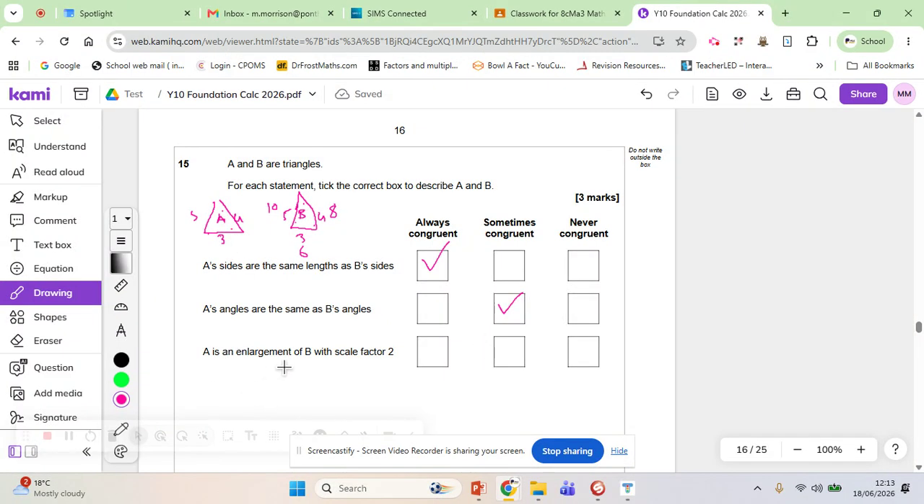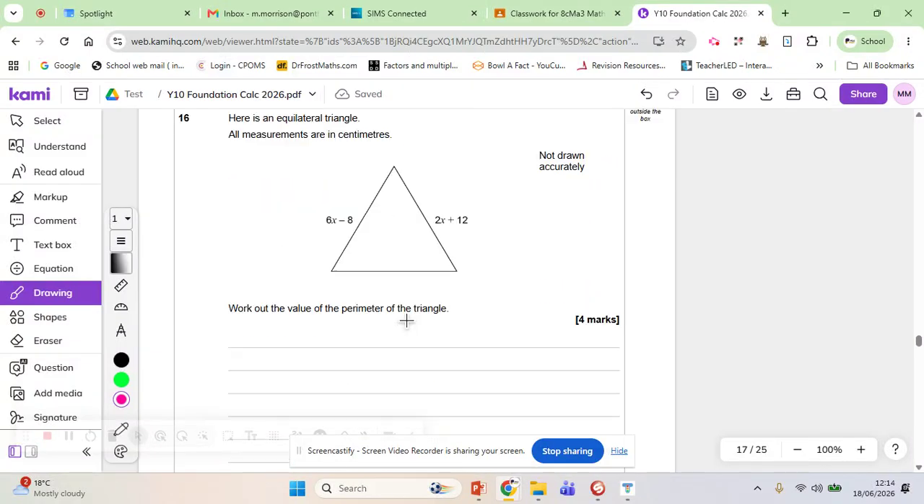A is an enlargement of B with a scale factor of 2. Well, that's never going to be congruent, because congruent means identical in all ways. Okay, question 16. Here's an equilateral triangle. So as I'm doing an equilateral triangle, I'm going to add that into my diagram just to remind me of what that first sentence is.